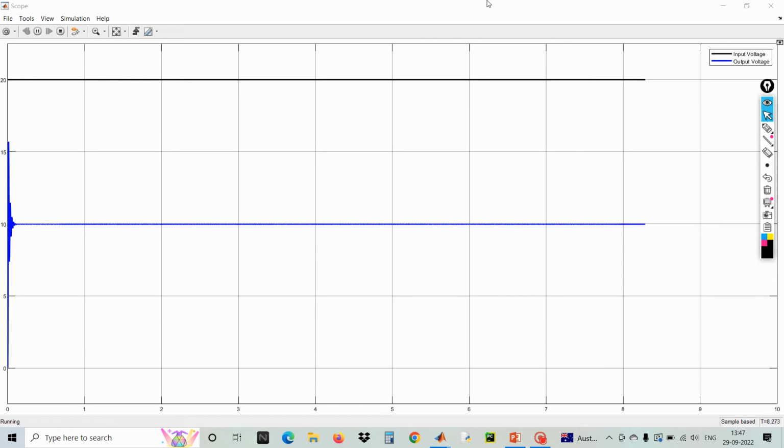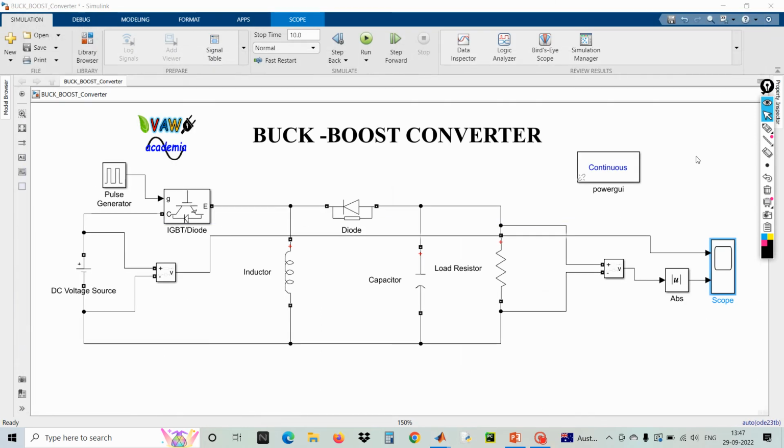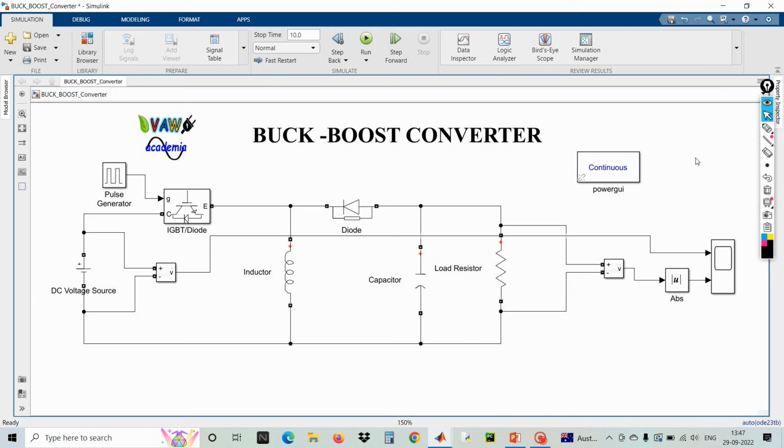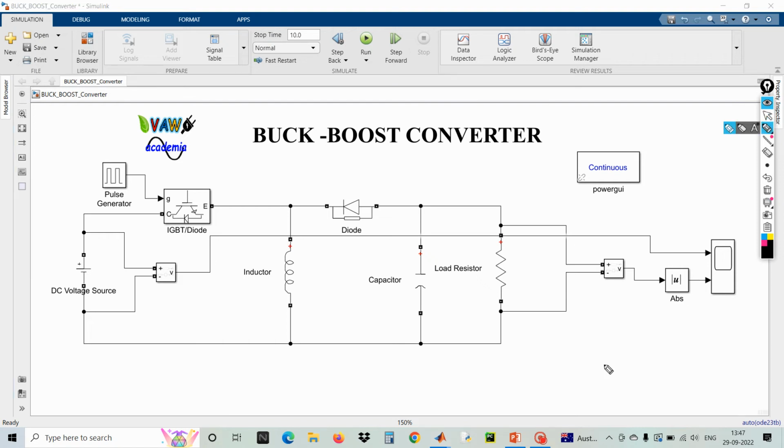Okay, let me stop the simulation. Hope the buck boost converter operation is clear now. It depends on the duty value. If the duty value is greater than 50%, this circuit will work in boost mode, whereas when the duty value is lesser than 50%, this circuit will work in buck mode. And this is the input and output relationship of the buck boost converter.